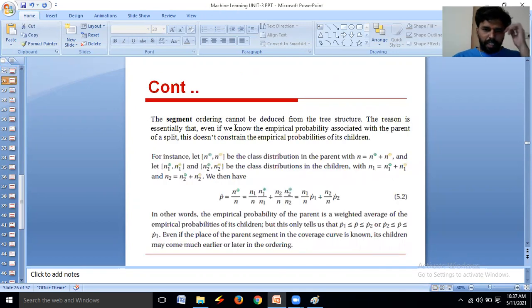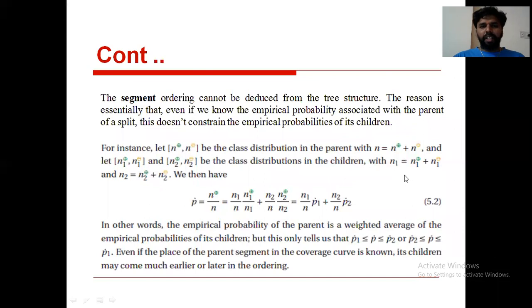And see, the segment ordering cannot be deduced from the tree structure. The reason is essentially that even if you know the empirical probability associated with the parent of a split, this doesn't constrain the empirical probability of its children.